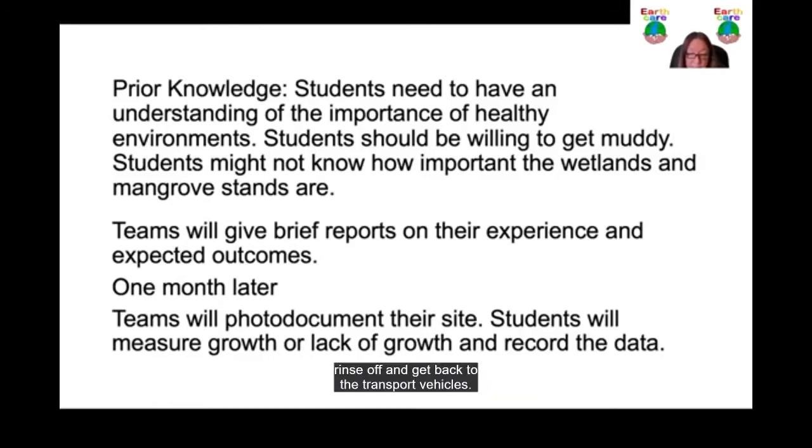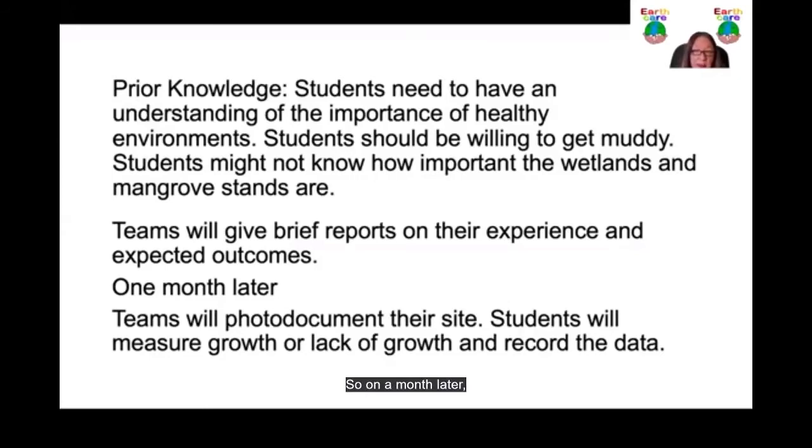Teams will rinse off and get back to the transport vehicles. 10:30 to 10:45 transport time back to our garden. 11 to 11:15 teams will give brief reports on their experience and the expected outcomes. Then we'll wait a month and we will go back out to the site.